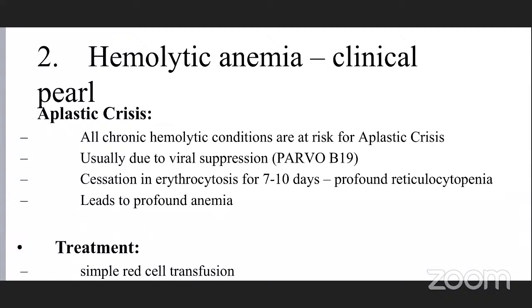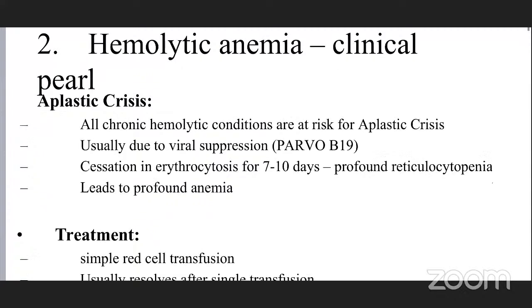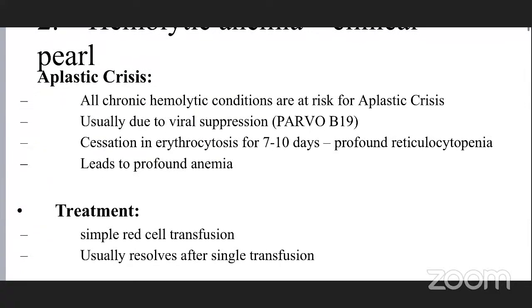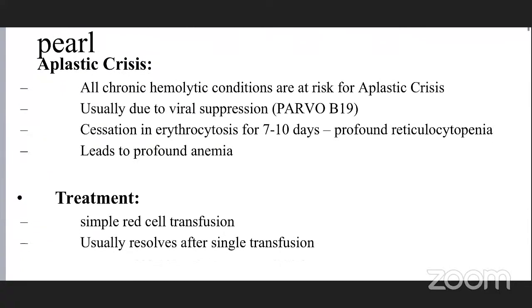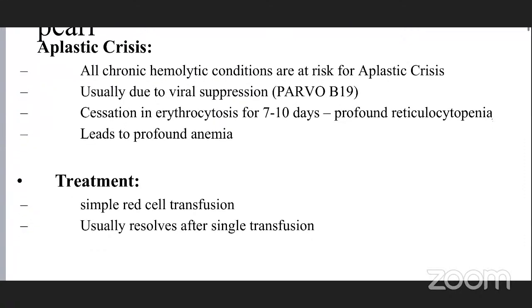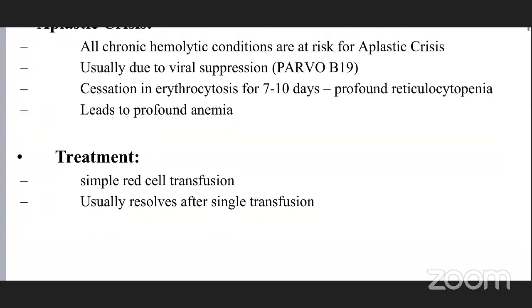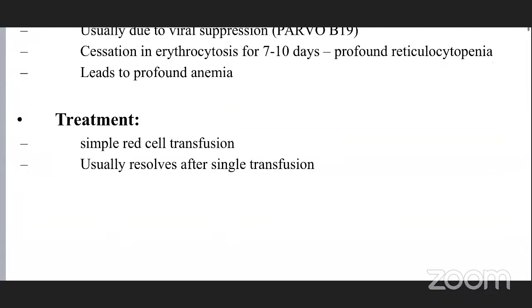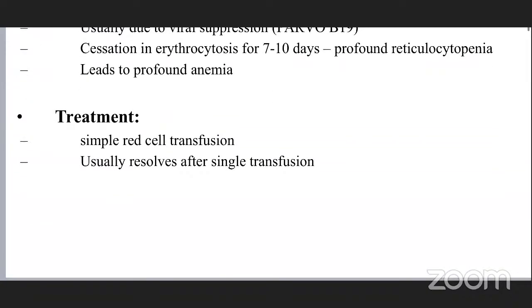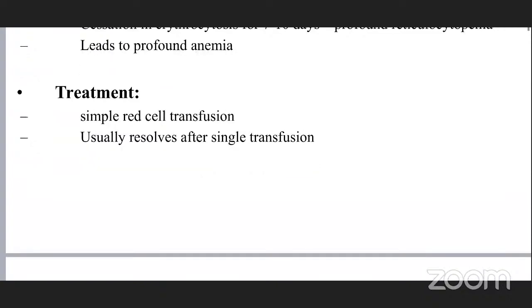And what happens in this viral suppression? Usually there is cessation of erythropoiesis for 7 to 10 days. So the patient will have profound reticulocytopenia, which will lead to profound anemia. So usually these patients need time to recover from this reticulocytopenia or from the bone marrow suppression. And sometimes if the anemia is profound, they need RBC transfusion as a simple treatment. Usually it is solved after a single transfusion. It will not stay chronic, it is just superadded to the hemolytic anemia.